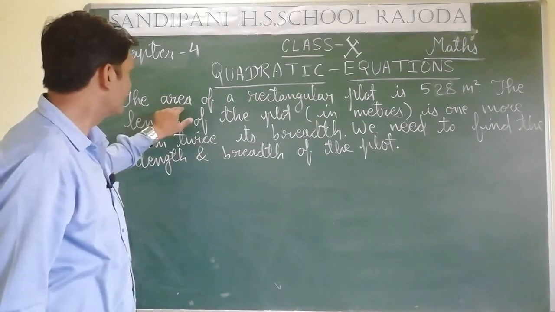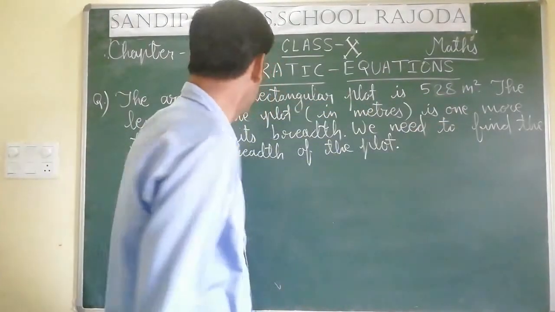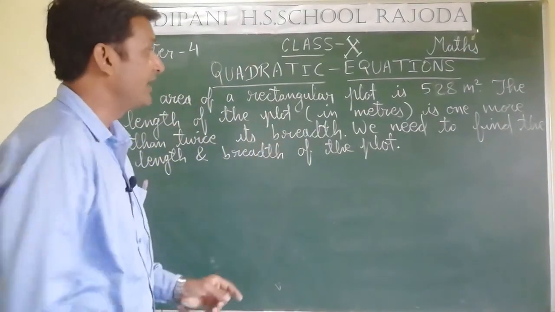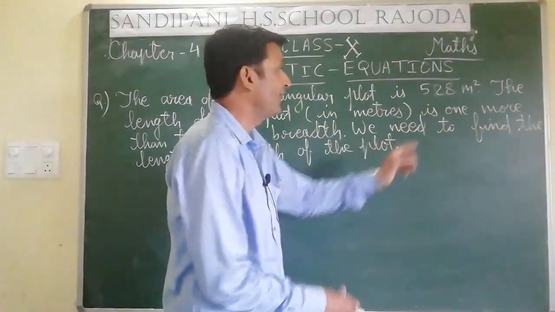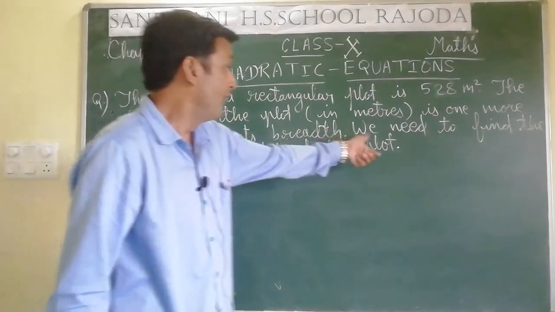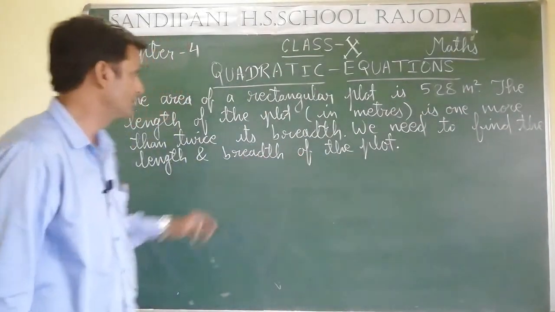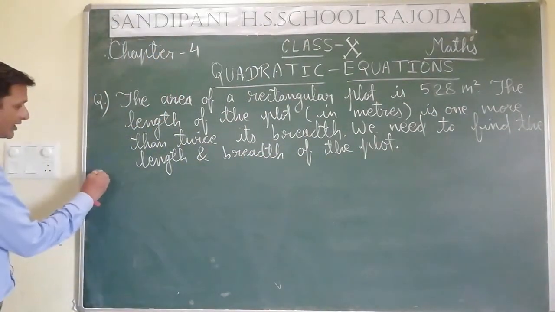The question is: the area of a rectangular plot is 528 meter square. The length of the plot in meters is 1 more than twice its width or breadth. We need to find the length and width of the plot. So, first of all, we have to consider in the solution.